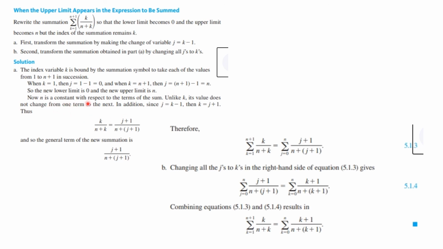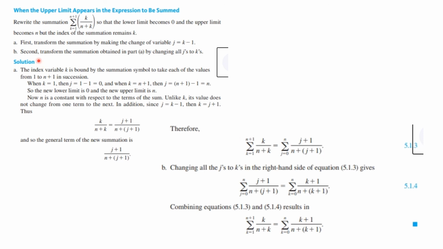And now n is constant with respect to the terms in the sum. You see it's just a constant. The summation is on k. So therefore, k over n plus k is the same as j plus 1 over n plus j plus 1. So this is our general term. And so starting with what we started with here, and we make the change of variable, we get this.